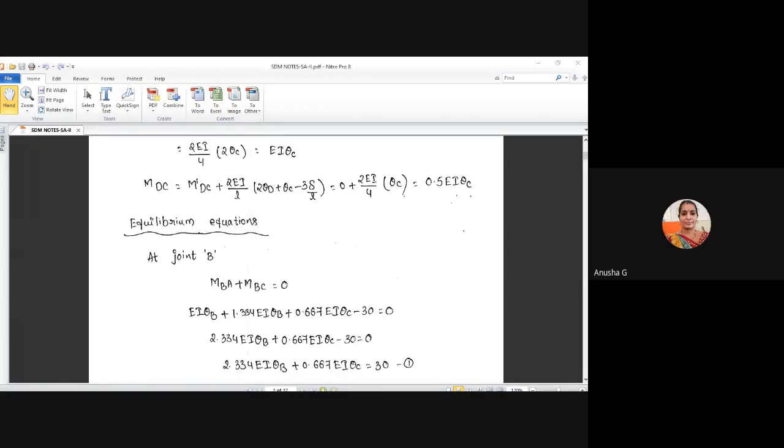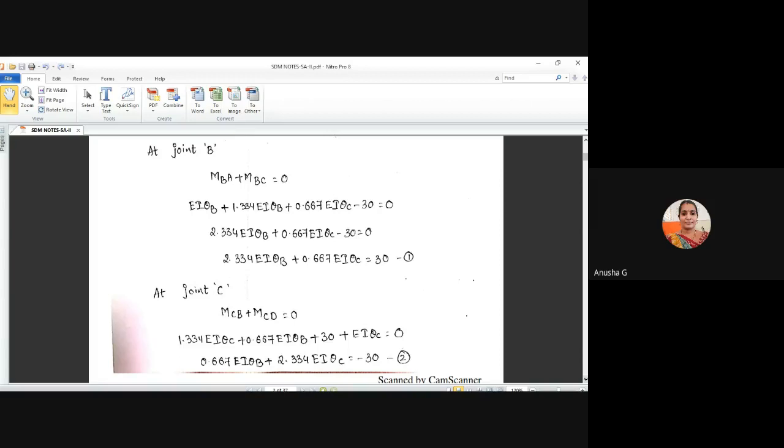Okay, ma. Now we have to calculate the equilibrium equations. First we will take joint B, MBA plus MBC. Then we will get one equation in terms of theta B and theta C. Then we take the other joint, joint C, MCB plus MCD equal to 0. We'll get the second equation. Now we have to solve equation 1 and equation 2, then we'll get the values of theta B and theta C. How much will you get, ma'am? First one of you solve this and then tell me the answer for theta B and theta C.